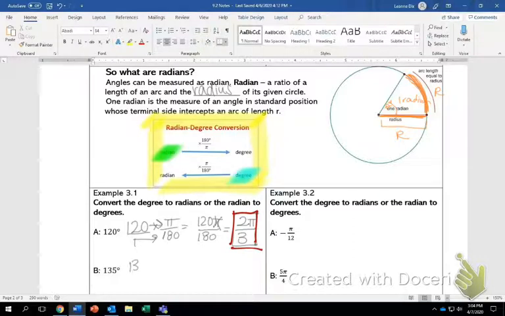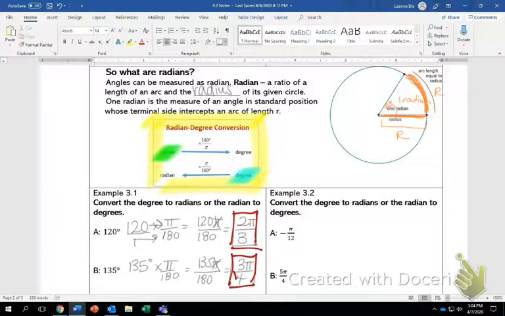Same thing again with the next one, 135 times pi over 180. All right, so this would be 135 pi over 180. If you ignore the pi and plug this into the calculator, it's going to give you 0.75. Convert that into a fraction, and you should get 3/4, and then put the pi back in the numerator. So our answer will be 3/4 pi, or 3 pi over 4. Again, it doesn't matter to me how you word that.